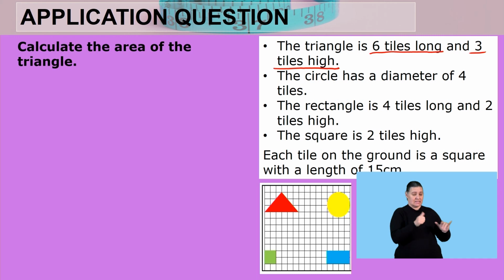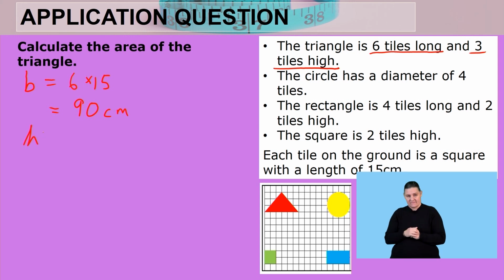Remember, each tile measures 15 centimeters. So if I break it up as follows, if I say the base is 6 times 15, I get that to be 90 centimeters. I know the height is 3 tiles long, so 3 times 15. And that gave me 45 centimeters high.